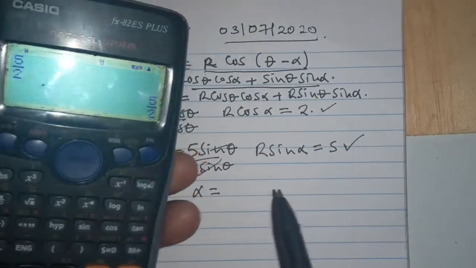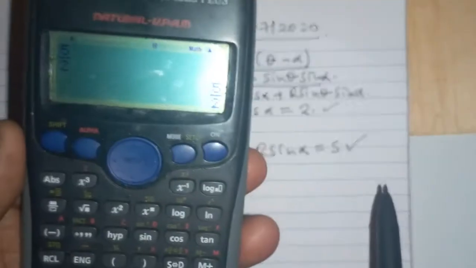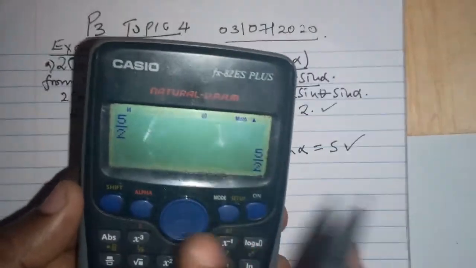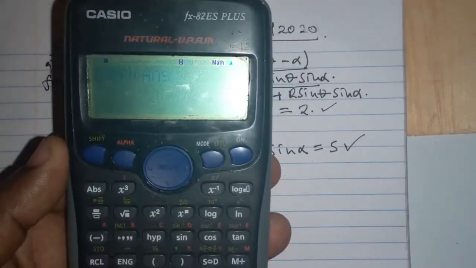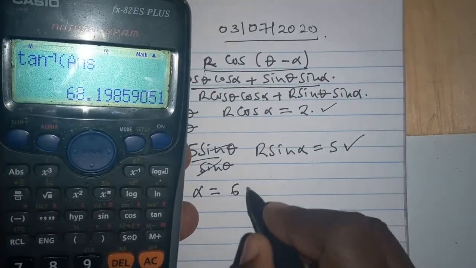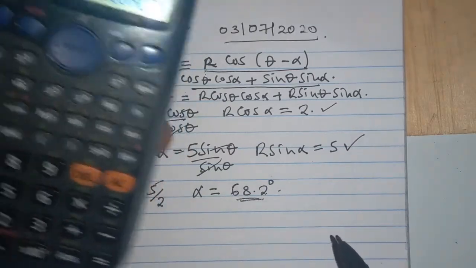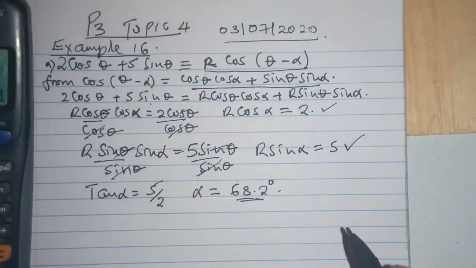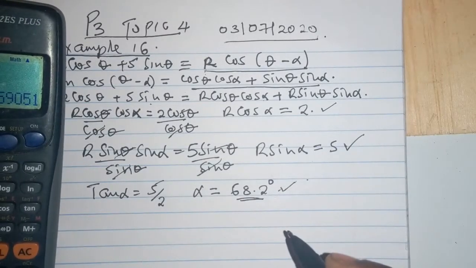We are told that there's an angle alpha whose tangent is 5 over 2. And what is that angle? It is just shift, tan, answer 5 over 2, and you find that alpha is 68.2 degrees. What does this mean? Well, we have the value of alpha. What remains to calculate is the value of r.